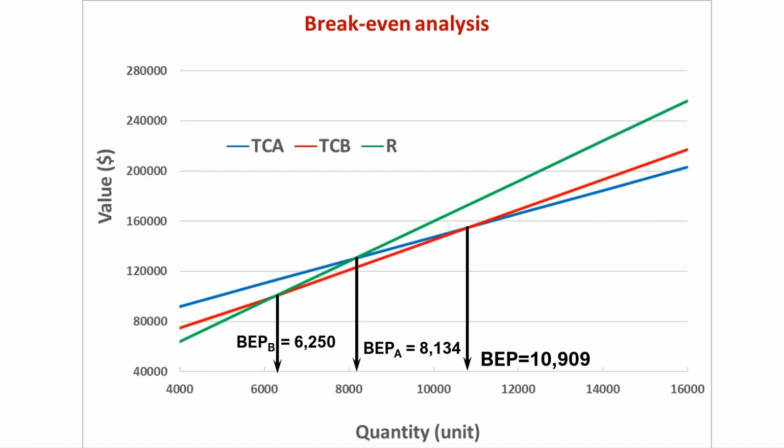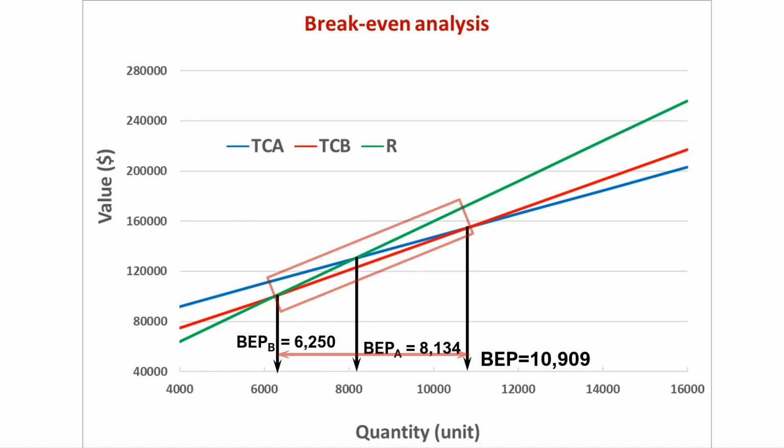Let me explain something in this graph. We have 3 points and 3 different situations. In the first situation, the production quantity, Q, is less than Q_BEP_B, which equals 6,250. The firm will face a loss as the revenue is less than the total cost of both alternatives A and B. While in the second situation, where Q is more than Q_BEP_B and less than Q_BEP, alternative B is recommended because it makes a profit as the revenue is more than alternative B's total cost.